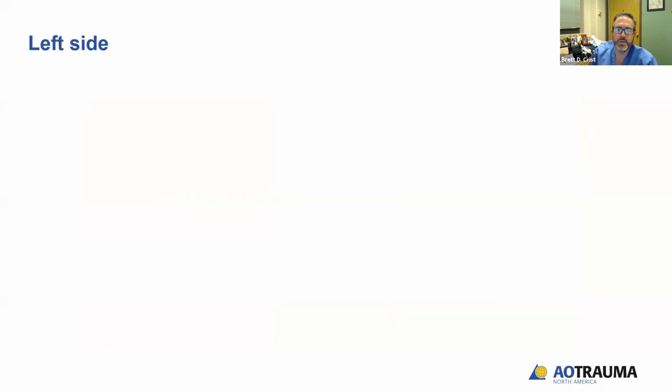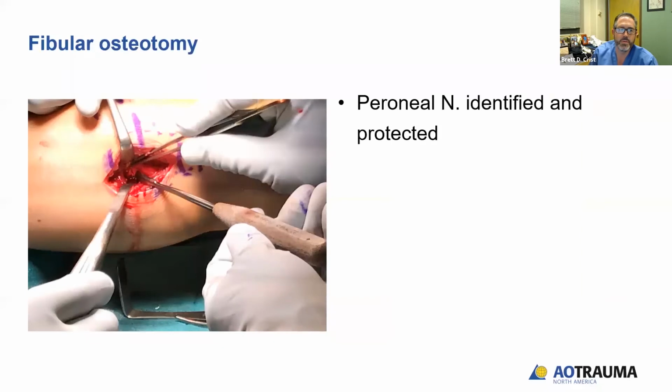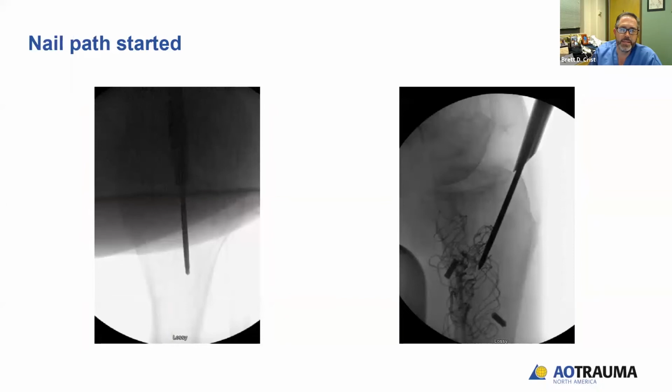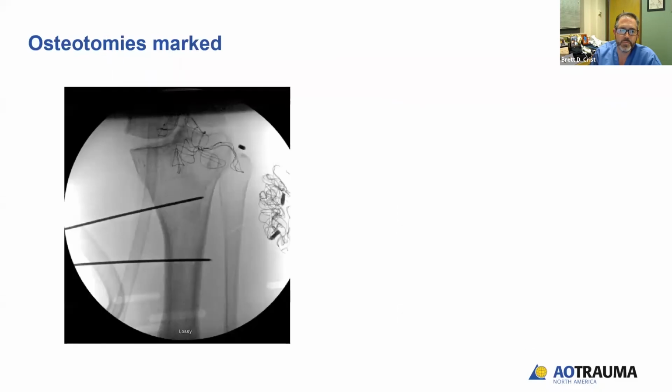And so I'm just going to show the left side as the example. So this is the proximal fibular osteotomy, and I specifically wanted to go close to where the osteotomy was and identify the peroneal nerve and make sure it was protected. And then just pin the syndesmosis to avoid any potential catastrophes. And then I did the starting wire for the nail, and then put in the wires not through the incision, but percutaneously through the anteromedial or the medial side.